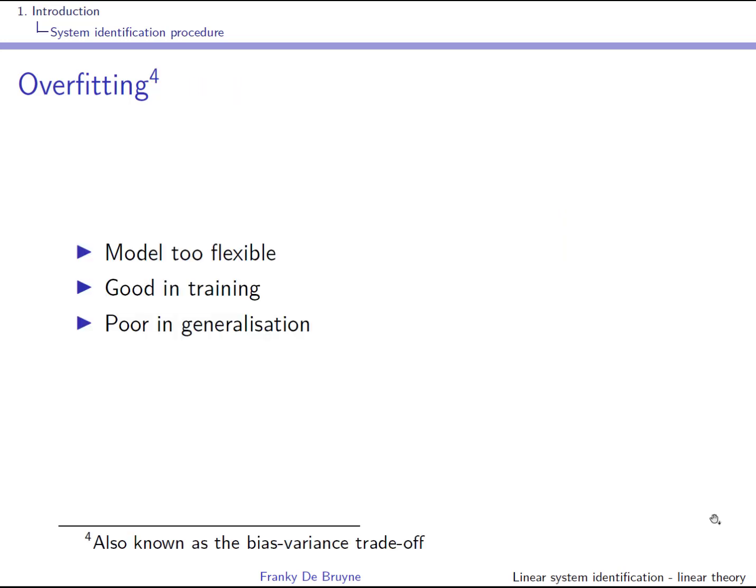This overfitting is related to the so-called bias variance trade-off. If you increase n, of course the bias is going to go down, but at some stage you're going to fit to the noise, and there is a trade-off in choosing n. If the model is too flexible, which means that n is high, then you'll have a very good model in training. This means that the optimal identification cost will be low, but it will be poor in generalization. This means that if you apply the model on data that has not been used for training, for identification, you will have poor results, and this then leads to a validation cost that is high.